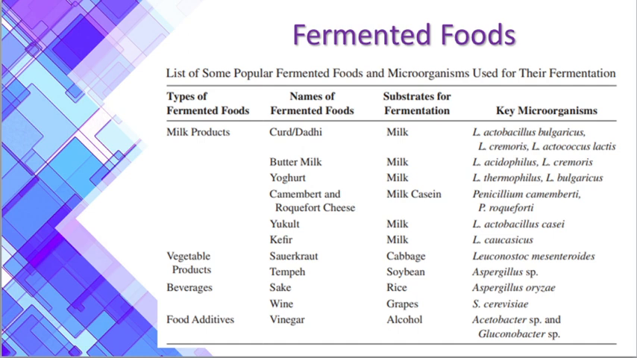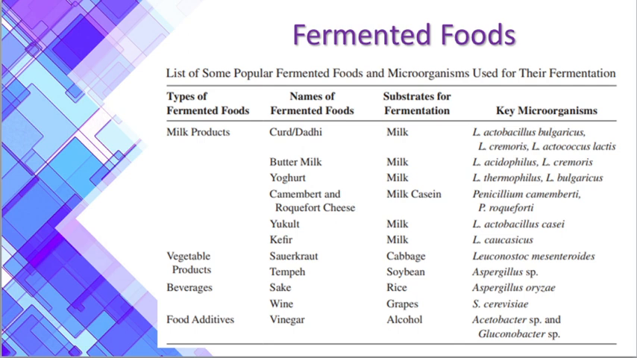Okay. Next is vegetable based fermented food, which include sauerkraut and tempeh. So first thing is the substrate used is cabbage. So it is a kind of tangy and acidic flavored and the microorganism responsible for fermenting this particular sauerkraut is Leuconostoc mesenteroides. And next product is tempeh. The substrate used is soybean, and the microorganism responsible for fermentation of tempeh is Aspergillus species.